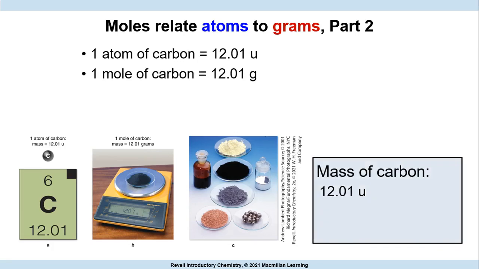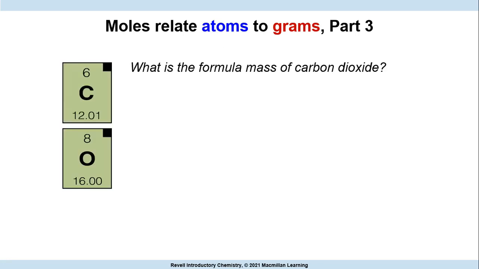Let's see here. The mass of carbon is 12.01 atomic mass units and 12.01 grams per mole. So we have 12.01 grams per mole of carbon. We call this the molar mass of carbon. So let's see how we can actually relate the atoms to grams.